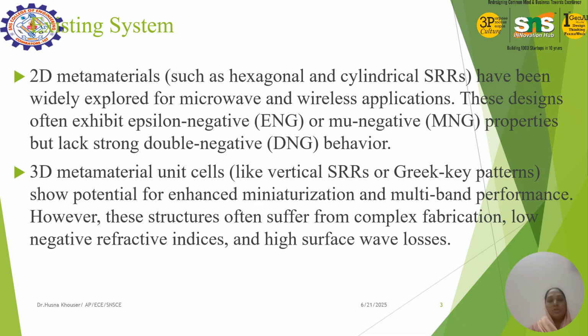But in 2D structures we get a lot of surface losses and radiative loss, which can be overcome by 3D unit cell metamaterial structures, like vertically placed SRR within wire structures, or Greek patterns, which are often used for enhancing miniaturization and for multiband performance. But they become more complex, have low negative refractive indexes, and also suffer from high surface losses.